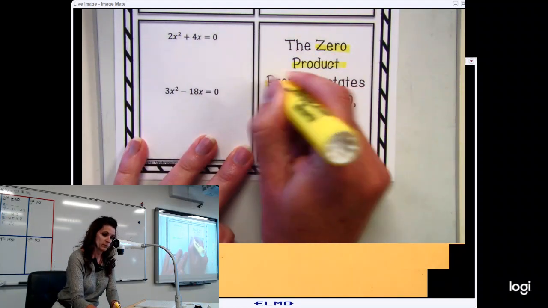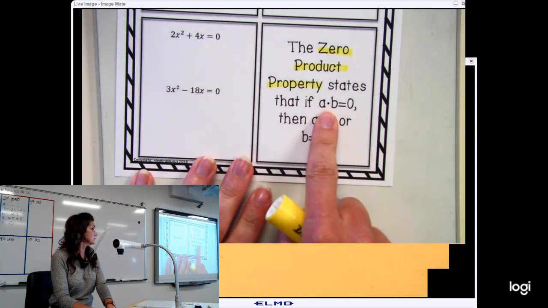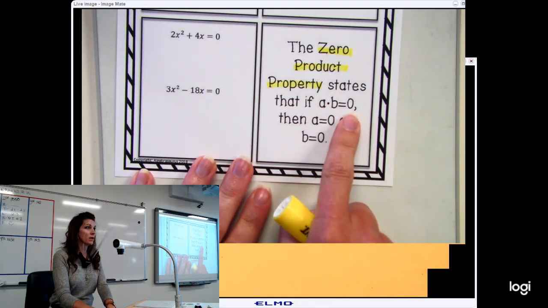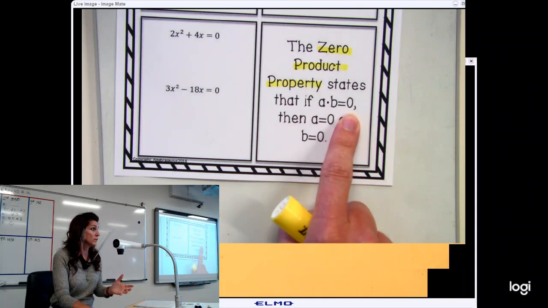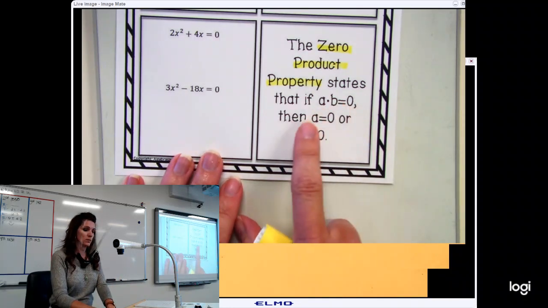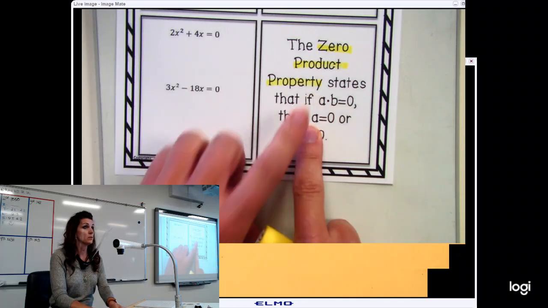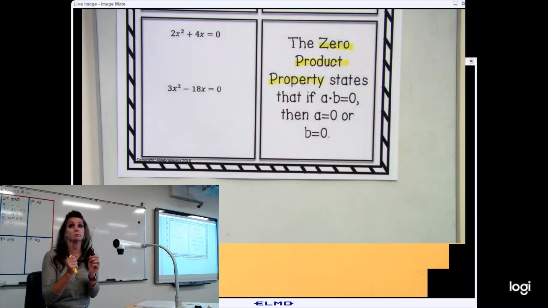Okay. You guys have just pretty much told me that you have a firm understanding of the zero product property. What it says is if we've got two numbers and it equals 0, when we're multiplying, what does one of the numbers have to equal? 0. So if I've got a times b and it equals 0, that means either a is 0 or b is 0. Could it be both of them? No. What's 0 times 0?